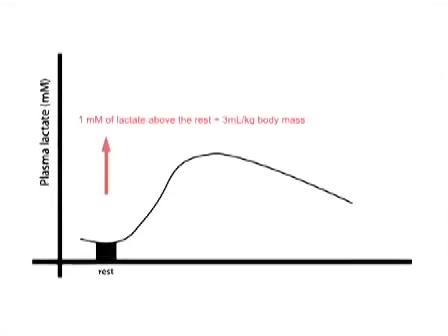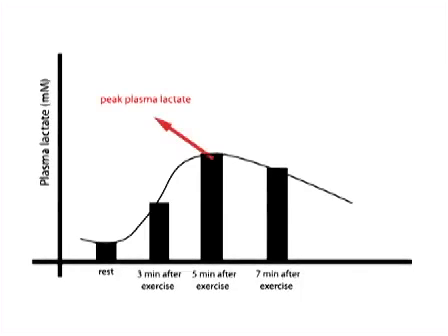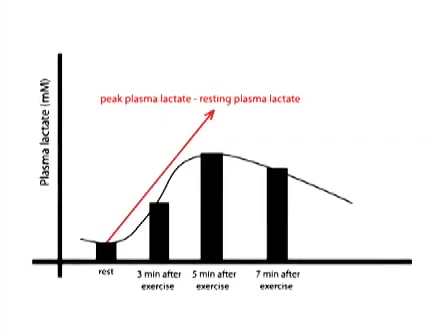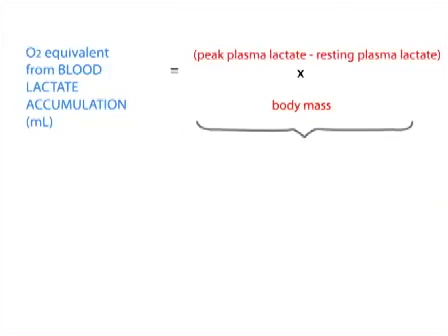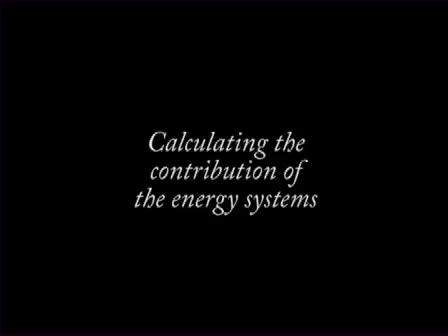To calculate the contribution of the lactic anaerobic metabolism, we assume that 1 millimole of lactate above the resting values corresponds to 3 milliliters of oxygen consumed per kilogram of body mass. Thus, the delta peak plasma lactate, that is, peak plasma lactate minus resting plasma lactate, is multiplied by 3 and by the athlete's body mass. The result in milliliters is then converted to liters and in energy, assuming that each liter of oxygen is equal to 20.92 kilojoules.